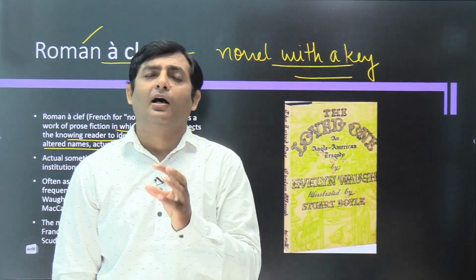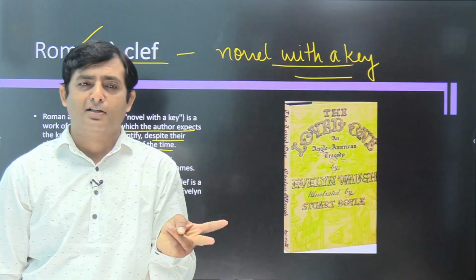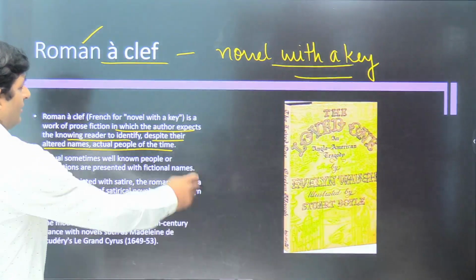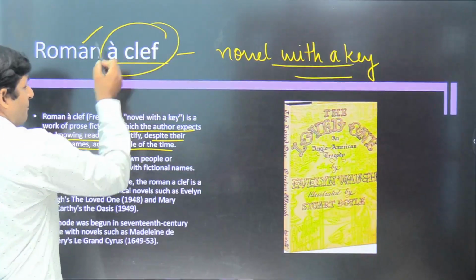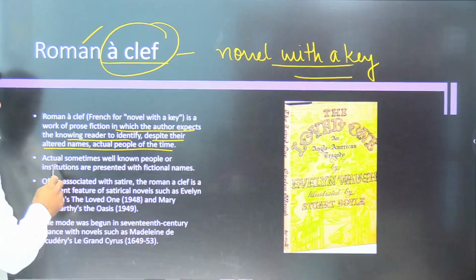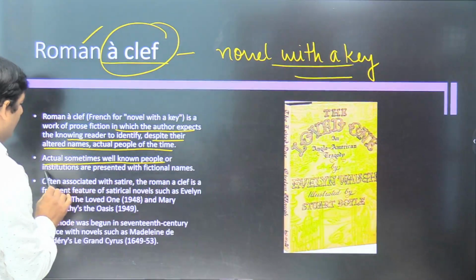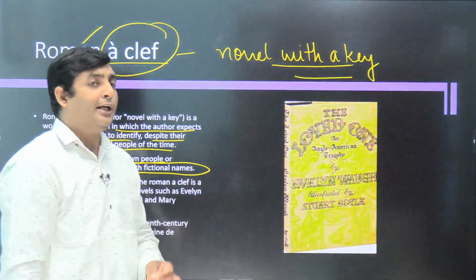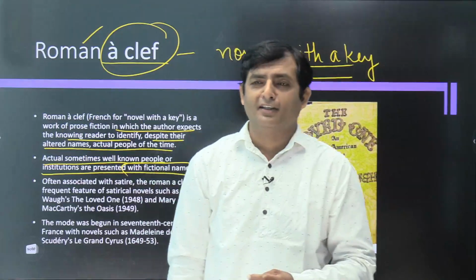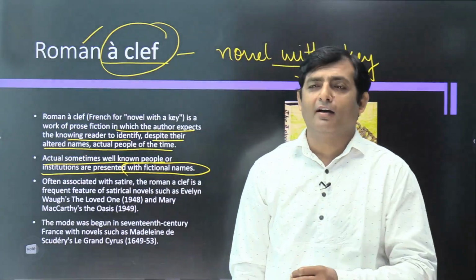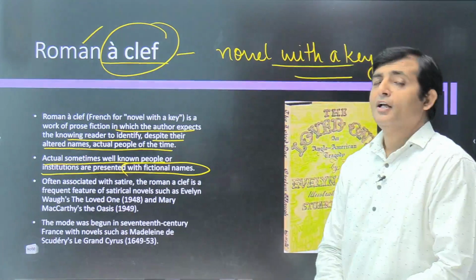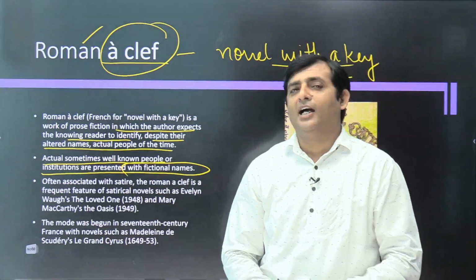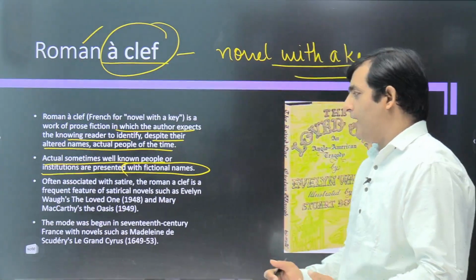Real characters are presented through fictional characters. That is Roman à clef. Clef means key. Actual, sometimes well-known people or institutions are presented with fictional names. Real stories or characters are presented under fictional names. Often, Roman à clef is considered to be part of satire. They are satirical novels.